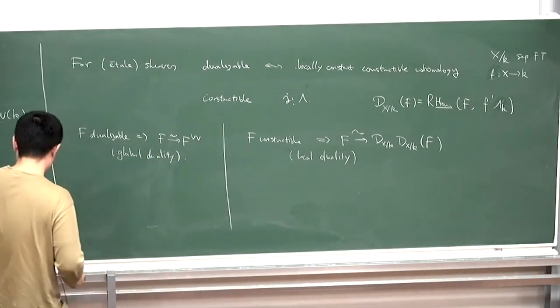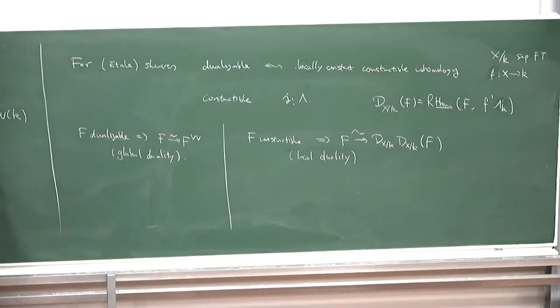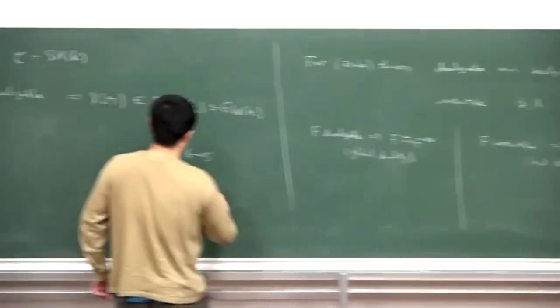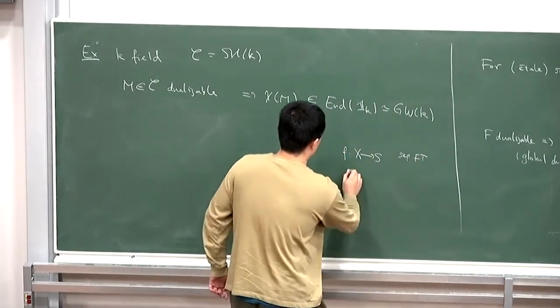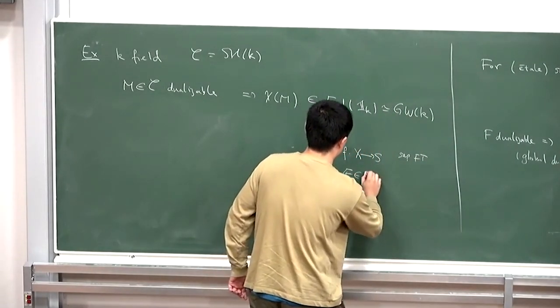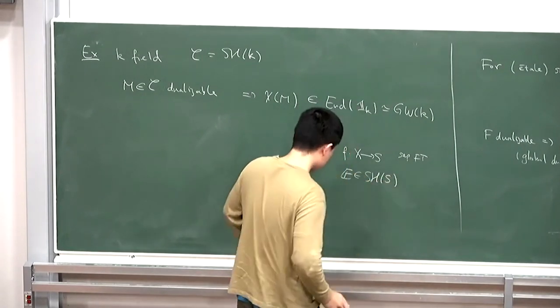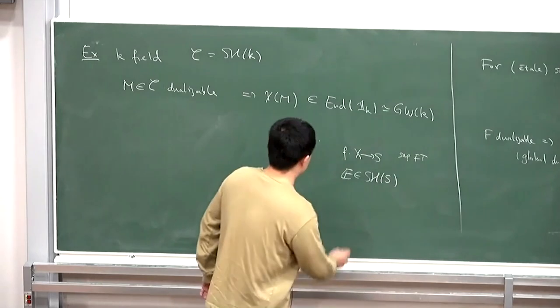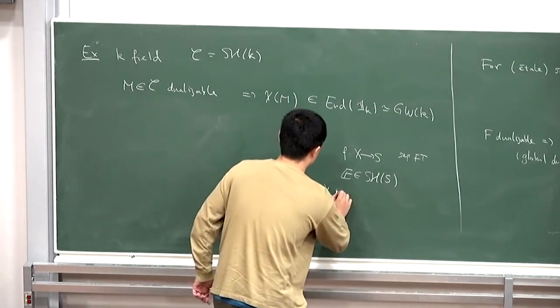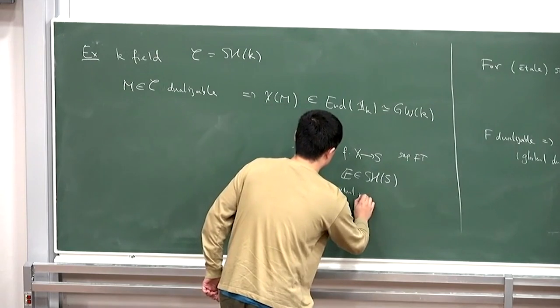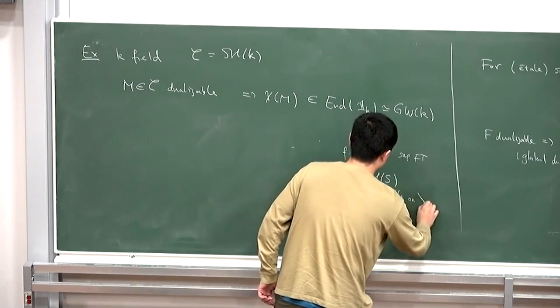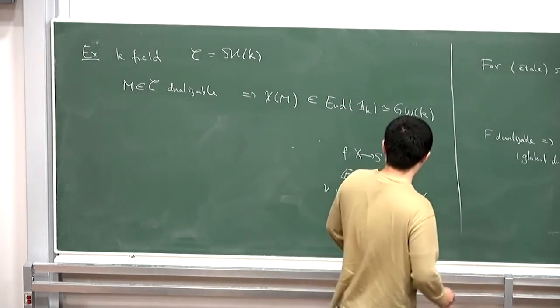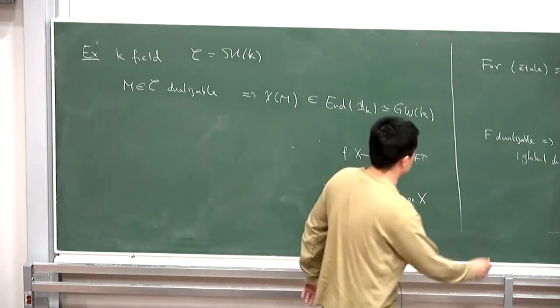And in the same spirit, you could do something like this. Let's say X to S is a morphism, separated of finite type, and I take E to be something in SH of S. Let's assume that V is a virtual vector bundle on X. Then inside SH, you can define some twisted E cohomology.